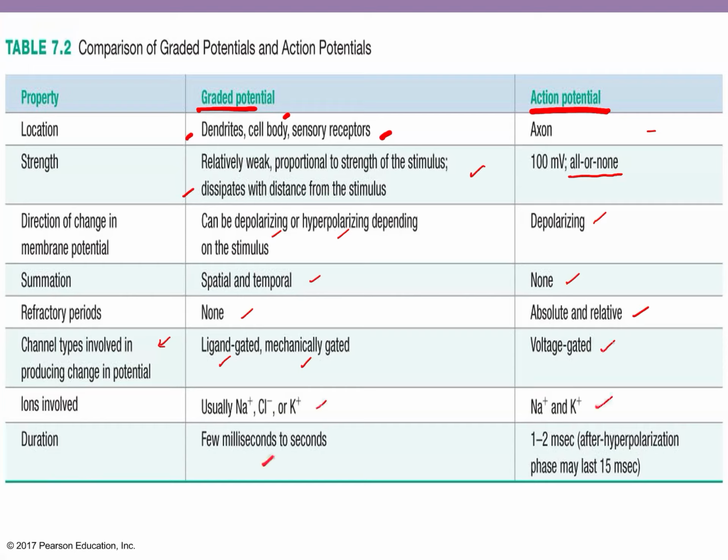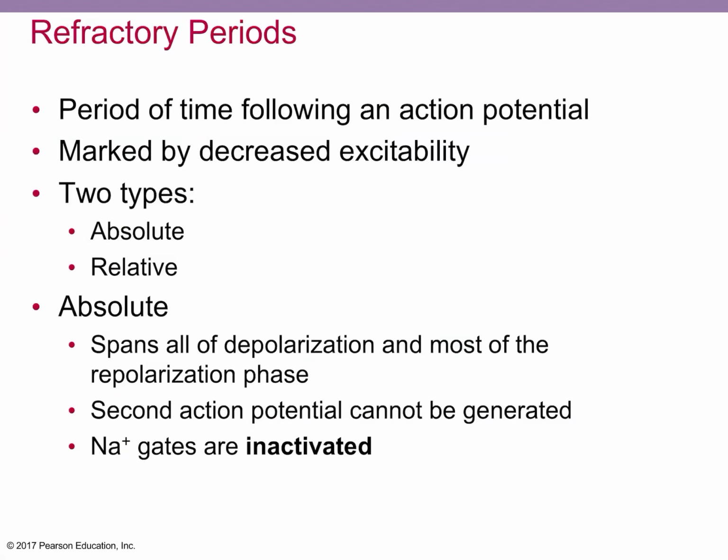And graded potentials are very quick, a few milliseconds to seconds, and so are action potentials, 1 to 2 milliseconds. Okay, so let's talk about these refractory periods. During the time that follows an action potential, there is a decreased ability for the membrane to become excitable. There's two types of refractory periods, which are called absolute and relative.